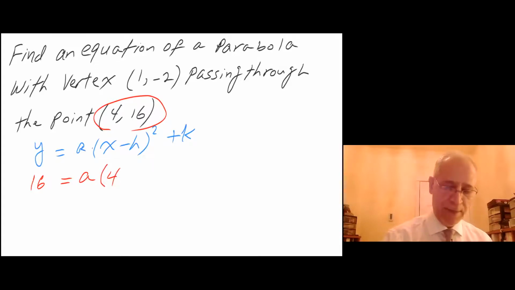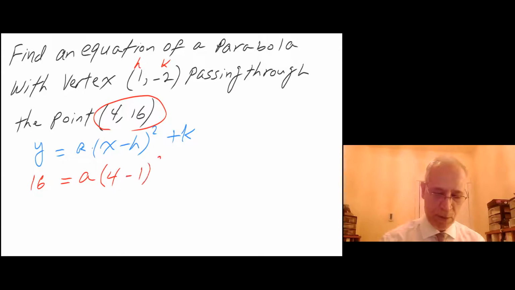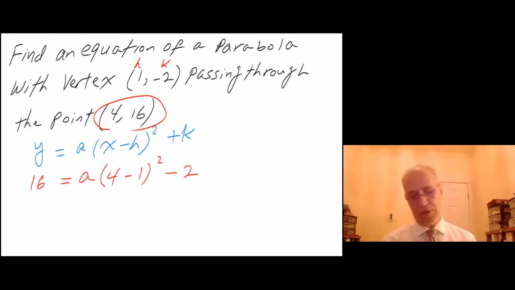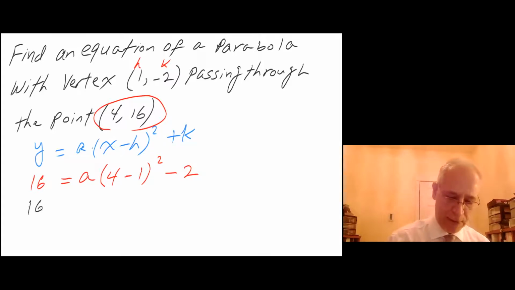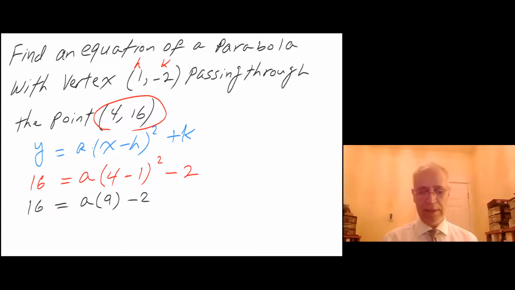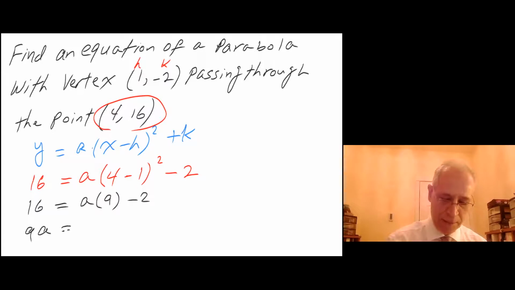And notice that my vertex here is h and k. So I'm going to put (4 - 1) quantity squared, and my k is -2. Now I'm going to go ahead and simplify. 16 equals a times 4 minus 1 is 3, squared, that is giving me 9, so times 9 minus 2. Adding 2 to both sides of this equation, I get 9a equals 18 and a equals 2.